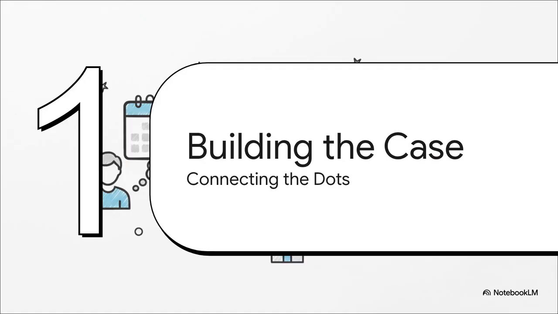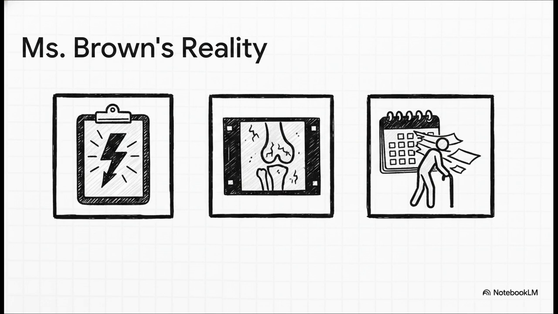Okay, this is the moment where it all comes together. We have Miss Brown's personal experience, we have her doctor's objective medical evidence. The final step is to connect those dots directly to the official checklist used by the Social Security Administration. So let's just boil down Mrs. Brown's case to the 3 most essential points.